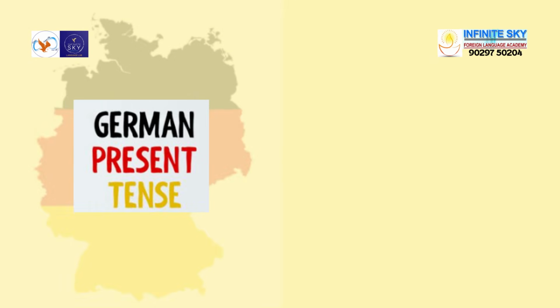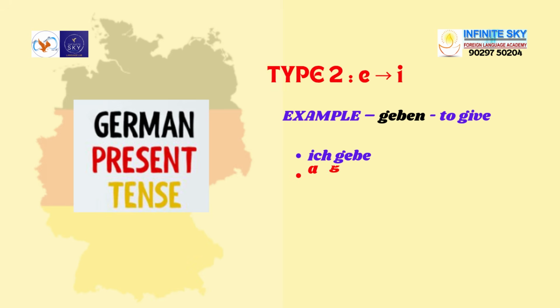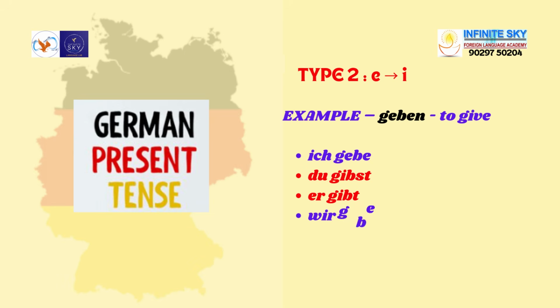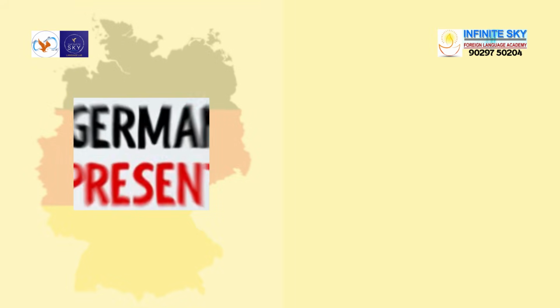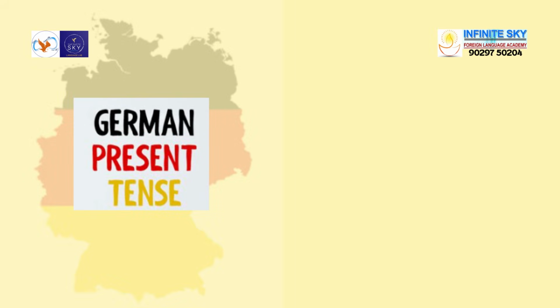Type 2. E becomes I. For example, geben, to give. Ich gebe, du gibst, er gibt, wir geben, ihr gebt, sie geben. Same rule, same positions. And last but not the least, type 3.